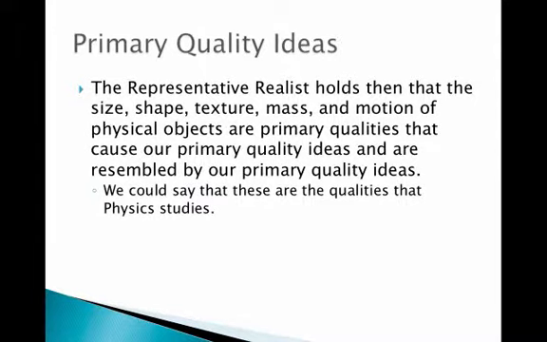Well, the representative realist holds then that the size, shape, texture, mass, and motion of physical objects are primary qualities that cause our primary quality ideas, which are one type of sensory idea we have, and they are also resembled by our primary quality ideas. That is, our primary quality ideas are caused by and resemble primary qualities of physical objects. And these would be the qualities that physics studies.